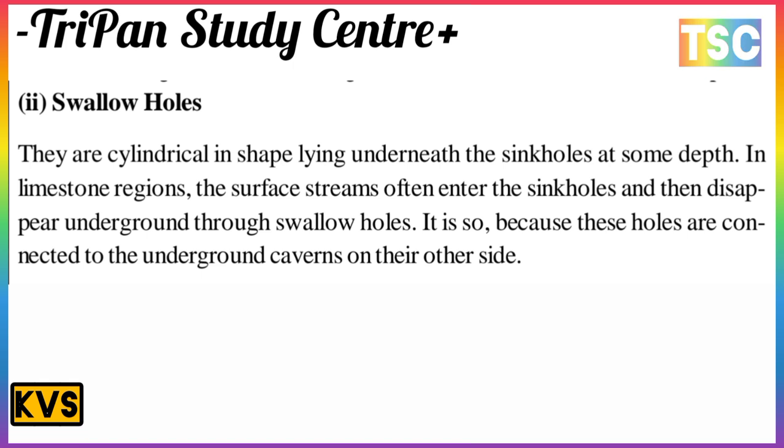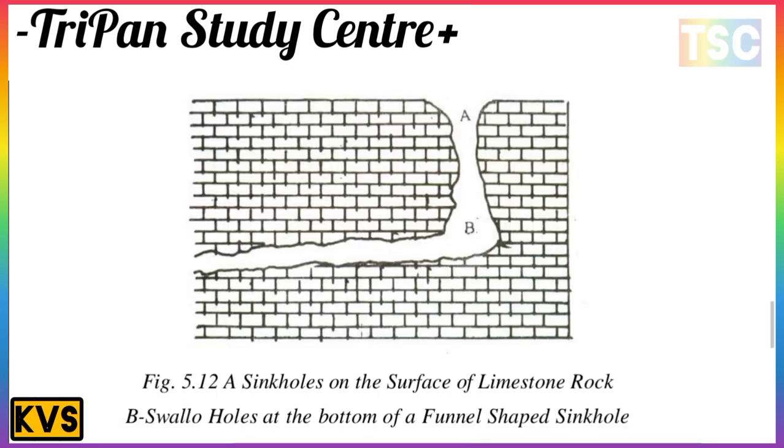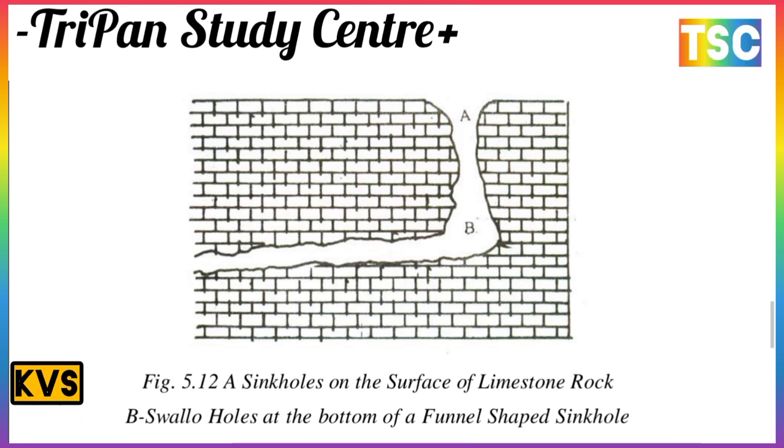The next one is the swallow hole. These are cylindrically shaped tubes lying underneath the sinkholes at some depth in the limestone region. The surface streams enter the sinkhole and disappear underground through the swallow holes, because these holes are connected to underground caverns on the other side. The most important diagram here shows a sinkhole on the surface of limestone rock, with a swallow hole at the bottom of the funnel-shaped sinkhole.